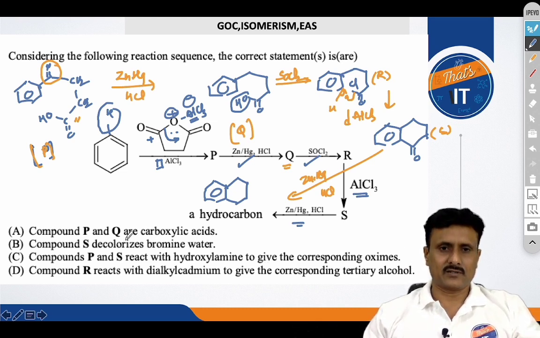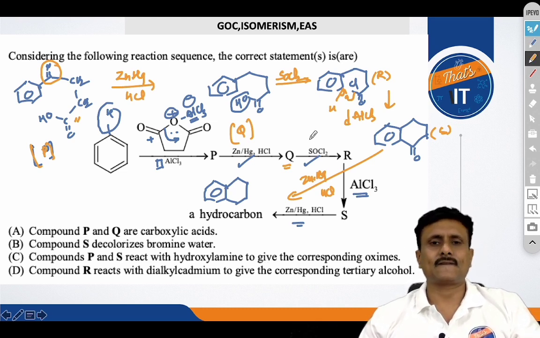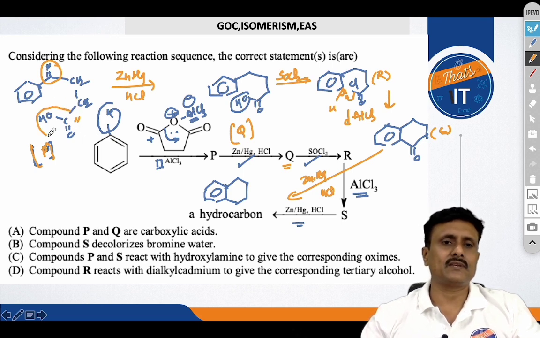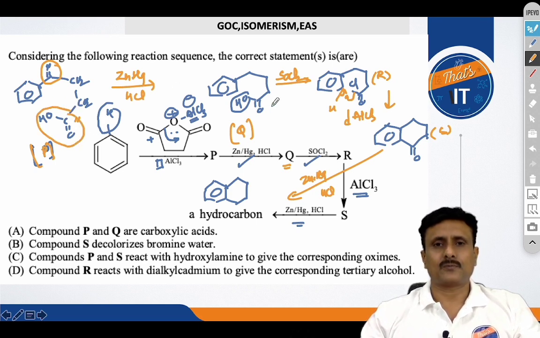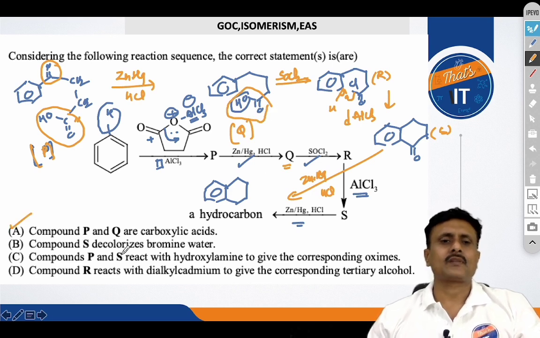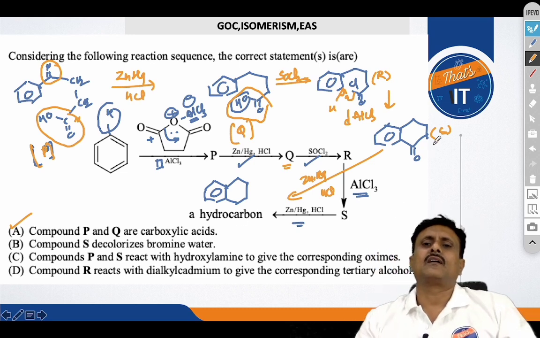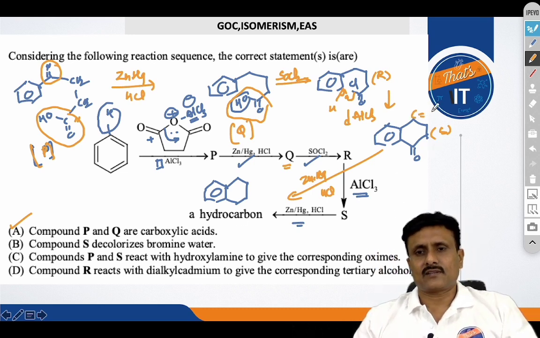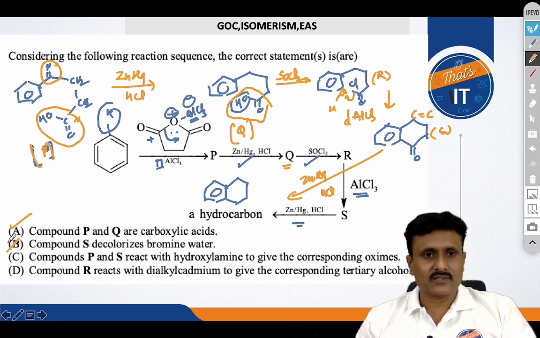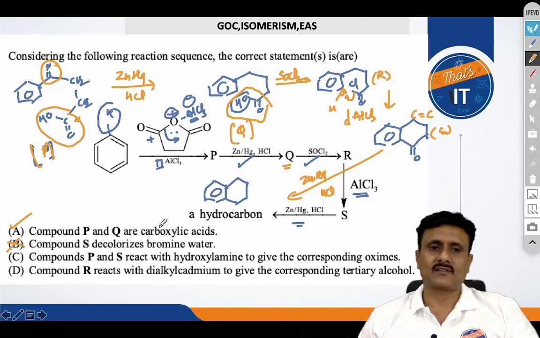So compound P and Q are carboxylic acids. Let's check that, right? You can see you have P and Q, both having the COOH groups. That's true. Compound S decolorizes bromine water. You can see compound S doesn't have any carbon-carbon unsaturation, so it is absolutely wrong to say that it decolorizes bromine water, isn't it?